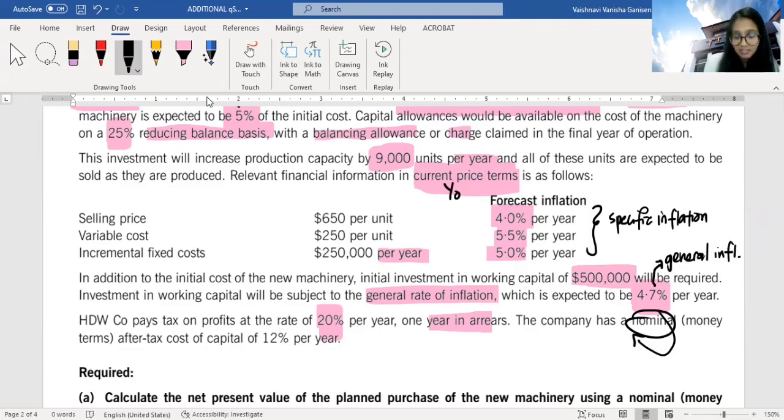Your tax, I think I've told you about this, is 20%, 1 year in arrears. And your money discount factor is 12%. So no issue here. He gave you a nominal discount factor, so no issue noted at all. Now, let's proceed with doing this question.